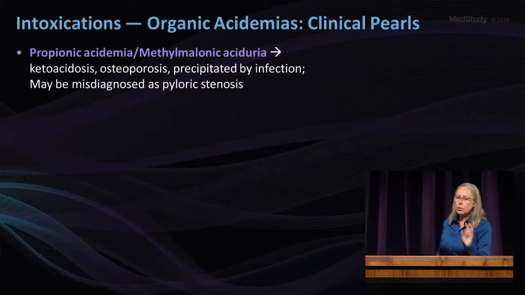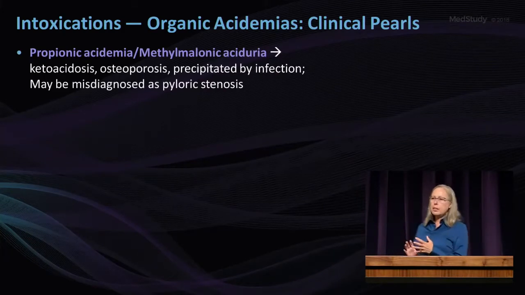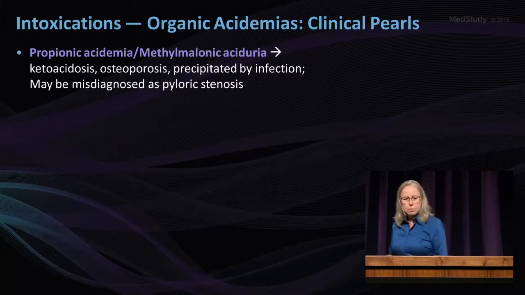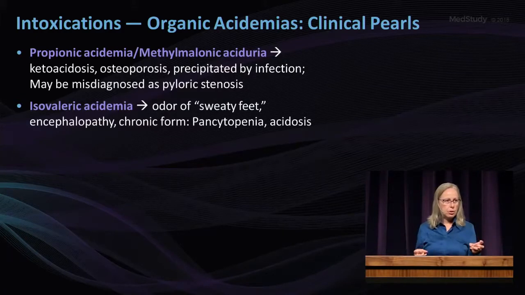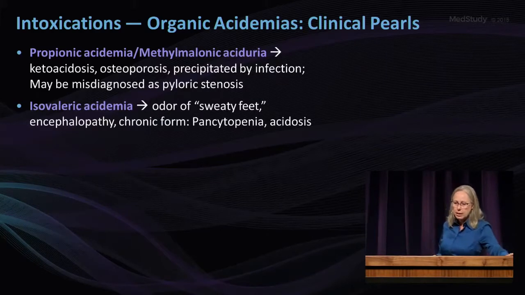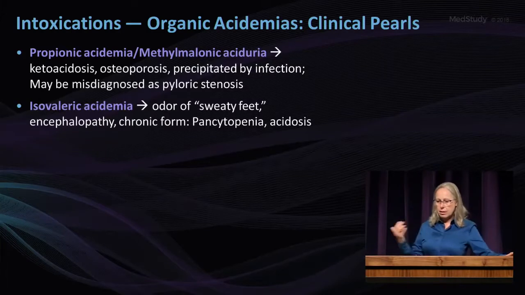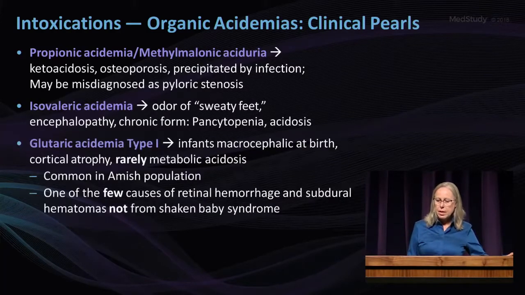All right, clinical pearls for the organic acidemias. The propionic and methylmalonic will give you the ketoacidosis, osteoporosis. All of these can be precipitated by infection, which then causes you to go down this disordered metabolite route. They can be misdiagnosed as pyloric stenosis. Isovaleric is the sweaty sock disorder. So if you have the smell of sweaty feet or sweaty socks, think about isovaleric. They have an encephalopathy. The chronic form can give you pancytopenia and then again recurring acidosis.